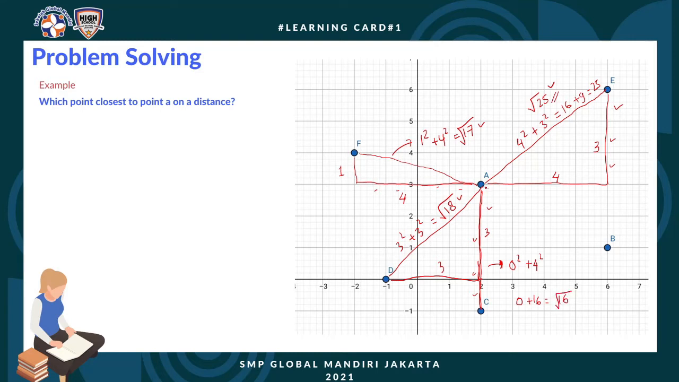And what about point A and B? This one, the vertical is 2 and the horizontal is 4. The distance is 2 squared plus 4 squared, which is 4 plus 16, which is 20, the square root of 20. Now, by knowing these, we know which point is closest to point A. Ya, berarti yang jaraknya paling sedikit ya kan? Itu adalah square root of 16 or point C.